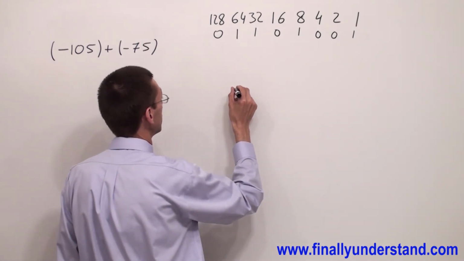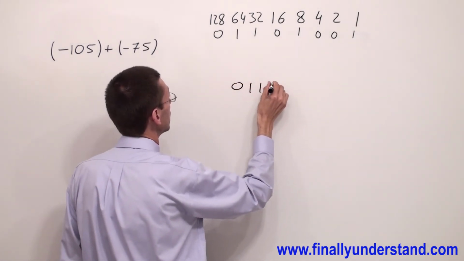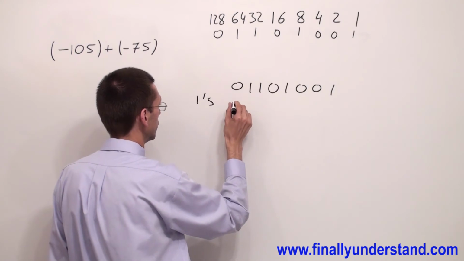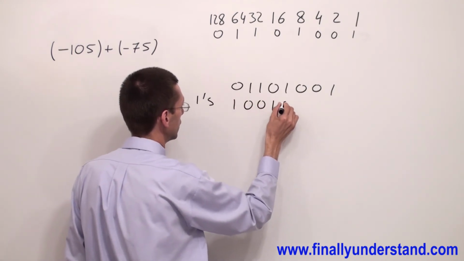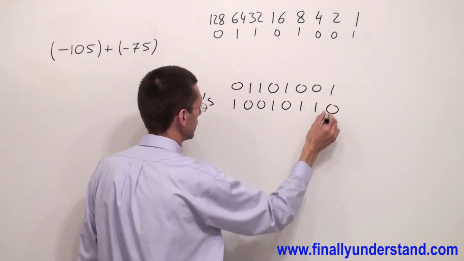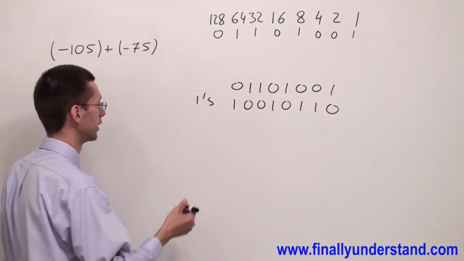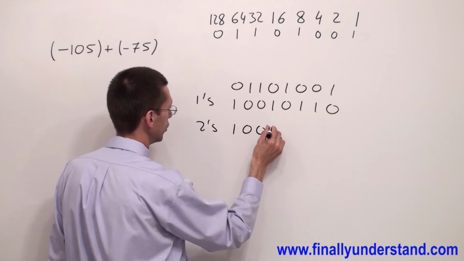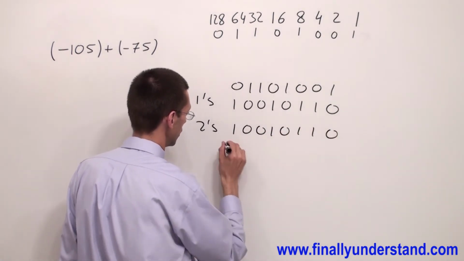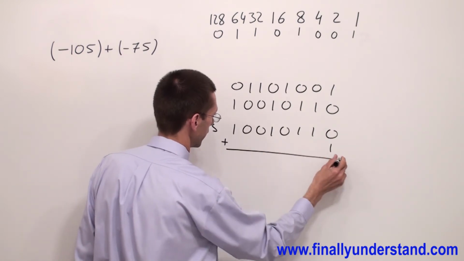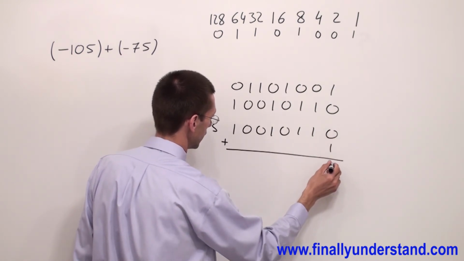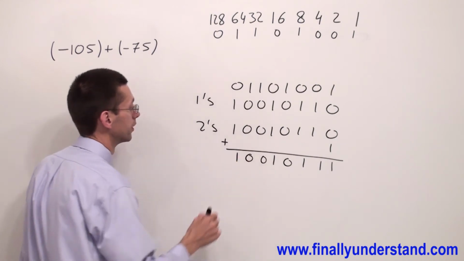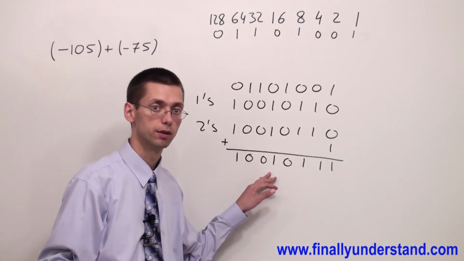So what am I supposed to do with it? Copy this down. 0, 1, 1, 0, 1, 0, 0, 1. You're supposed to find its 1's complement, which is 1, 0, 0, 1, 0, 1, 1, 0. Next, we're supposed to find the 2's complement. I have 1, 0, 0, 1, 0, 1, 1, 0, plus 1. And I have 0 plus 1 is 1, giving 1, 0, 0, 1, 0, 1, 1, 1. This is my binary negative 105.